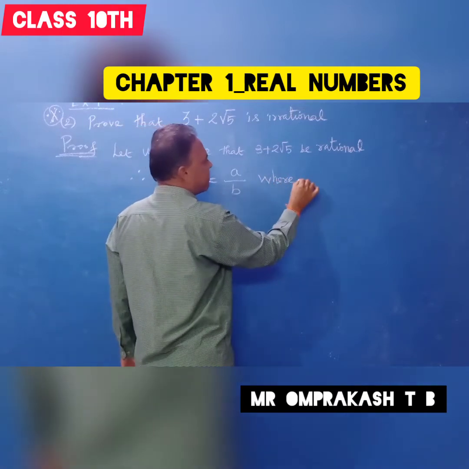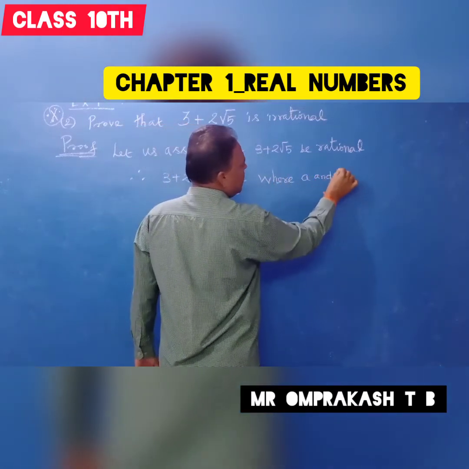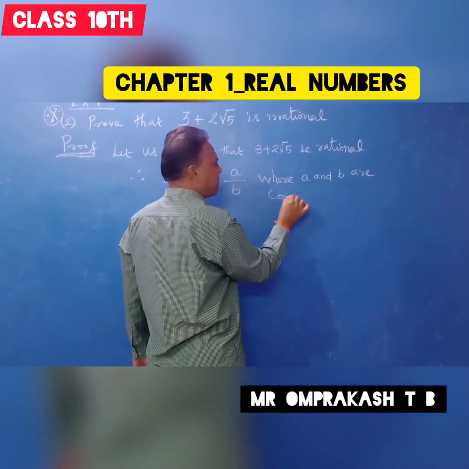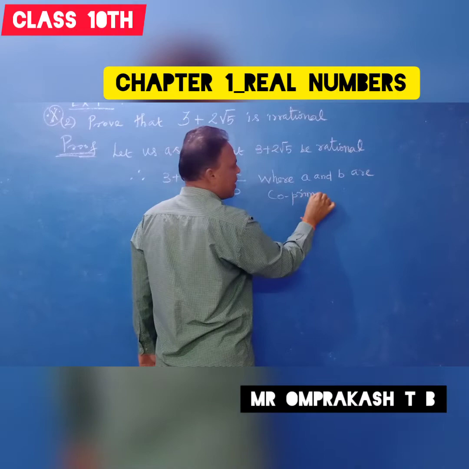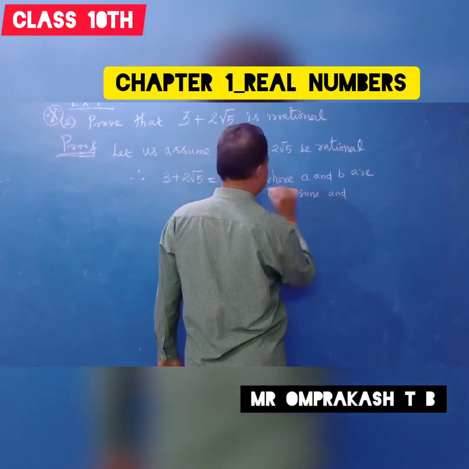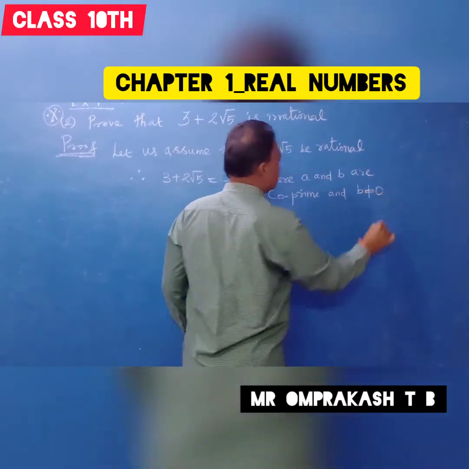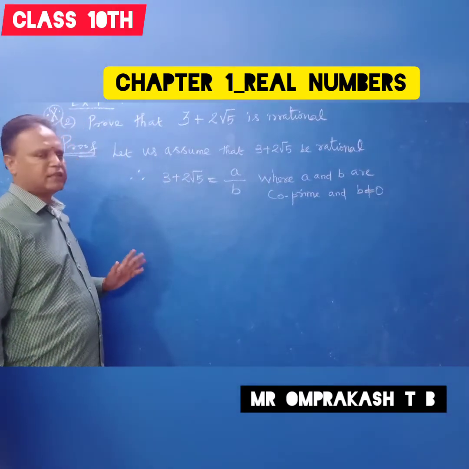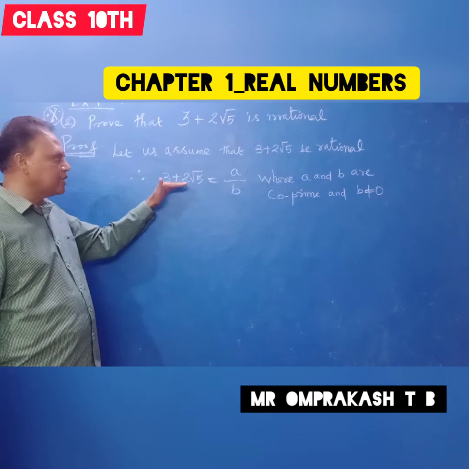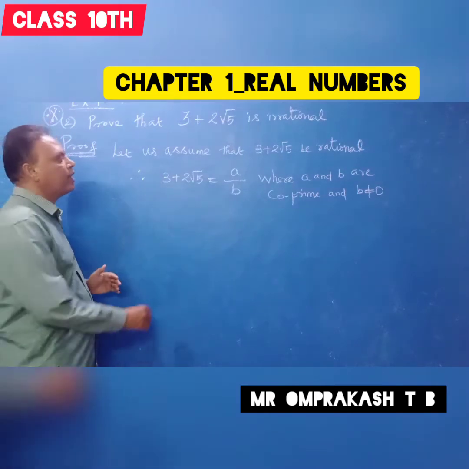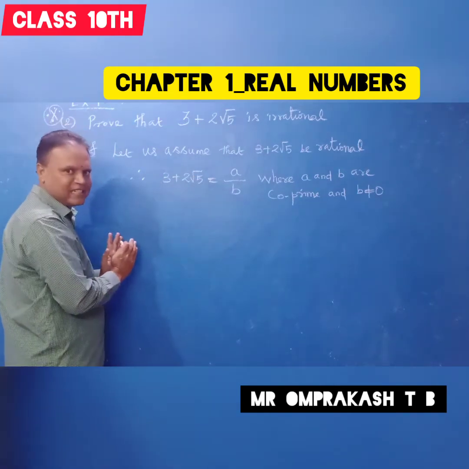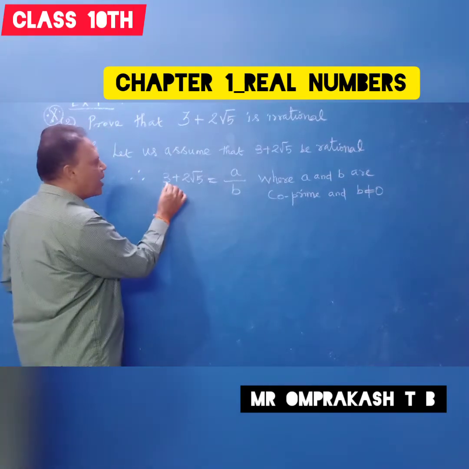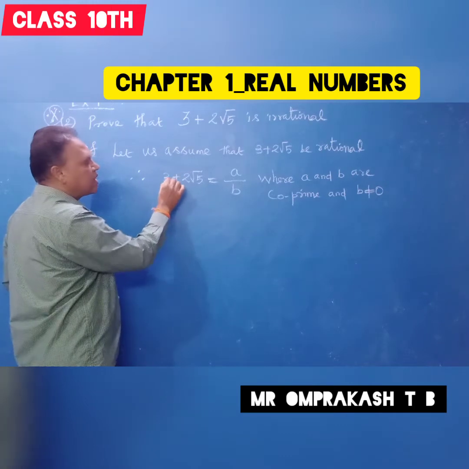Where a and b are co-prime and b not equal to 0. So, this condition is very important. You must write it. Clear? Understand? Now, what you have to do is keep this irrational number on the left hand side and bring all rational numbers to the right hand side. Clear? So, what I am going to do is bring this plus 3 to this side.